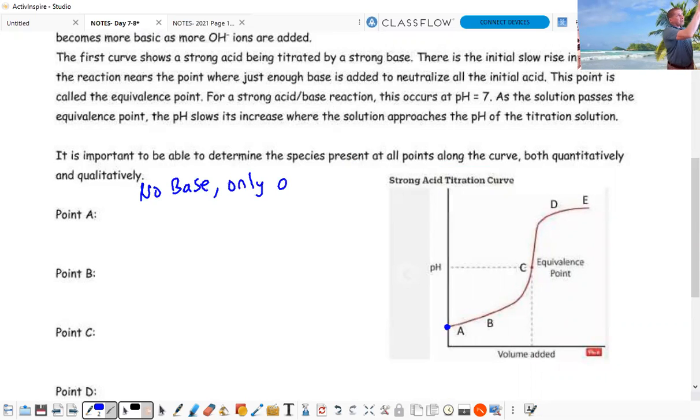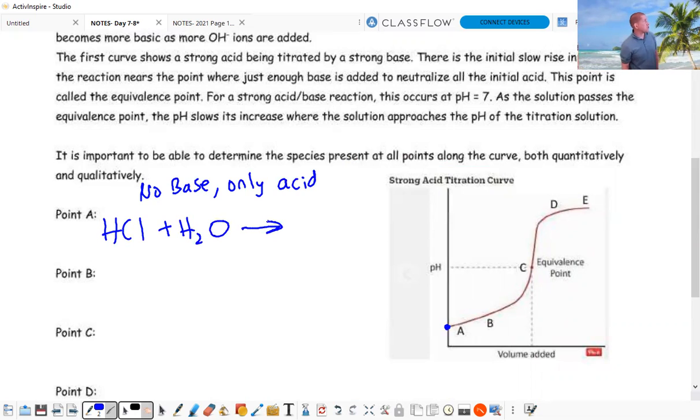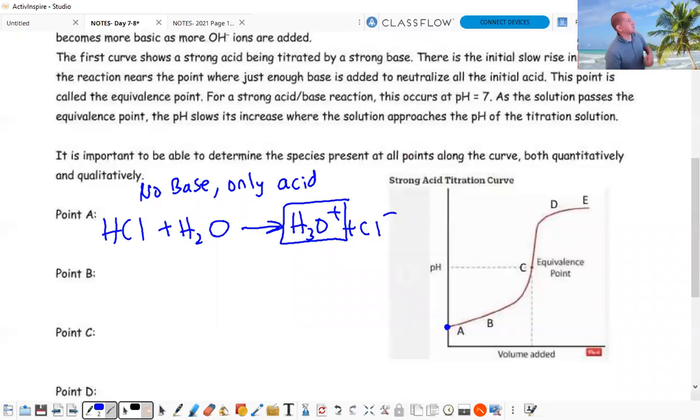only acid. So the reaction is HCl plus H2O. Now, not equilibrium, it's a strong acid. H3O plus and Cl-. So we can directly measure the pH by measuring the H3O plus concentration, and that would be equal to whatever the concentration of the HCl is. Strong acid, 100% ionization.